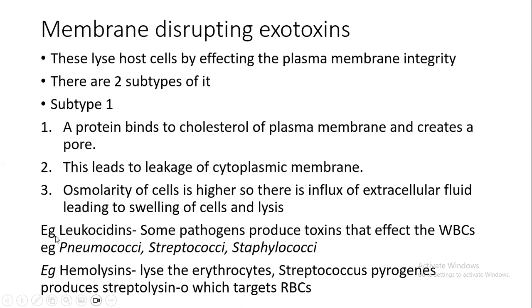Examples include leukocidins, which are toxins that will affect the WBCs, synthesized by pneumococci, streptococci, and staphylococcus. Another example are hemolysins that will target the red blood cells, which are secreted by Streptococcus pyogenes.